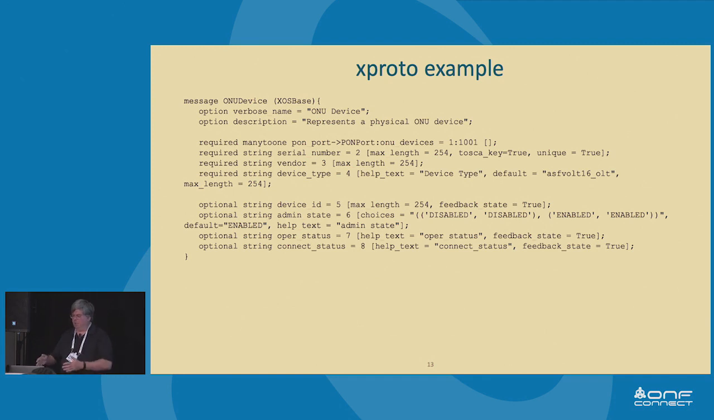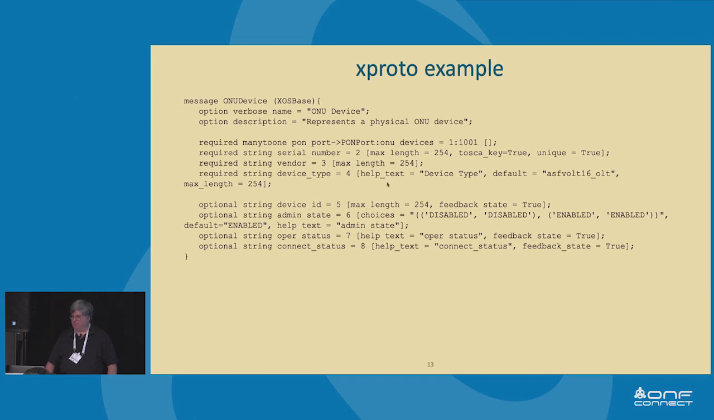Anyway, it's attached to the PON port via a field called PON, and it has a reverse field called ONU, and we have some protobuf numbering for that. You can see things like our strings have various things like maximum length, keys, uniqueness properties.